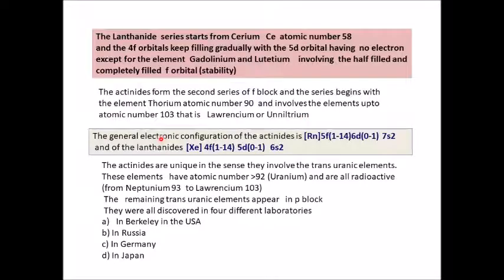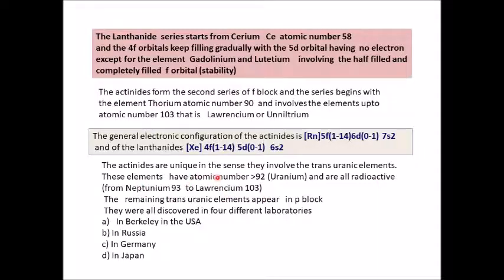The general electronic configuration of the actinides is radon 5f 1 to 14, 6d 0 to 1, 7s2. The inner core electron is that of radon. This is for actinides. For the lanthanides, the inner core electron corresponds to xenon, 4f 1 to 14, 5d 0 to 1 and 6s2. Now, the actinides are unique in the sense they involve the transuranic elements.